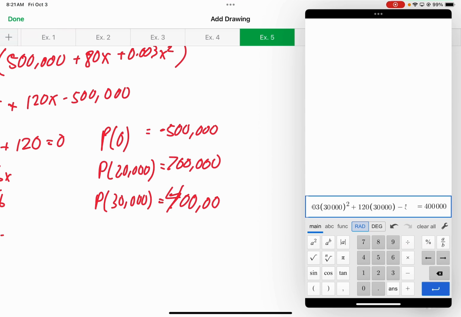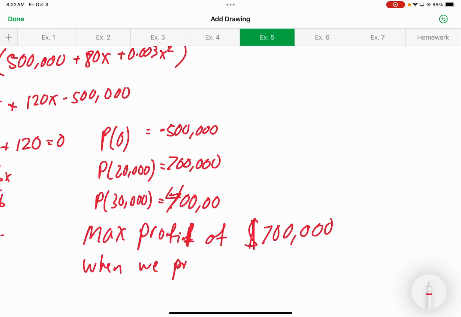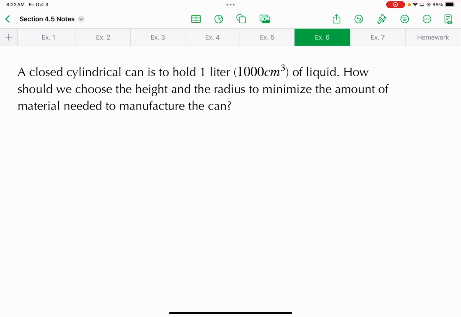How many pills am I making? 20,000. Yep, good. So we would have a max profit of 700,000 when we produce 20,000 pills. Okay, all right. Doing okay? I think in comparison, that was one of the simpler ones for sure.